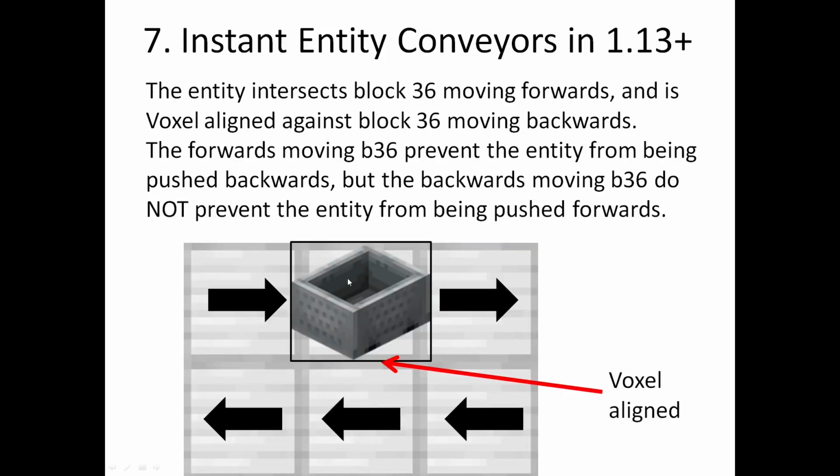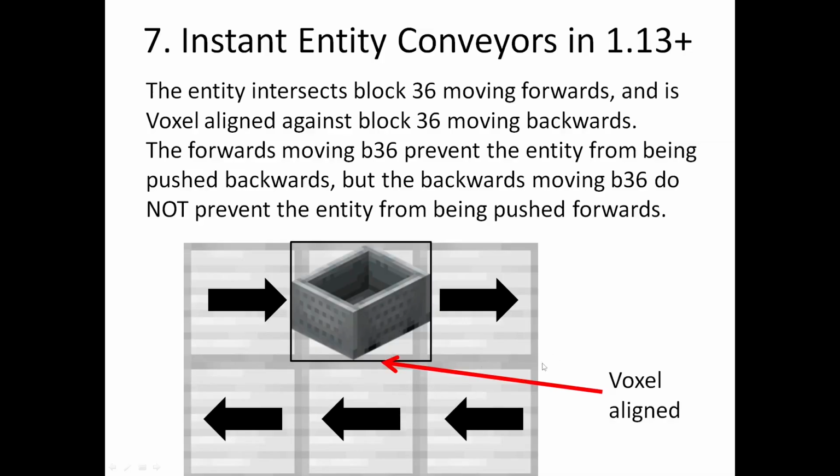The idea is that you voxel align the entity against the blocks moving backwards, so that whenever one of the backwards moving blocks moves, it moves the entity along with it. But it doesn't prevent the entity from being pushed forward. We also have the entity inside of a lot of piston blocks moving forwards, and these prevent the entity from ever being pushed backwards. So whenever we are pushing a block backwards, it tries to take the entity with it, but it can't because it's in front of hitboxes moving forward, so it doesn't actually move, but the push limit flag gets reduced by it.